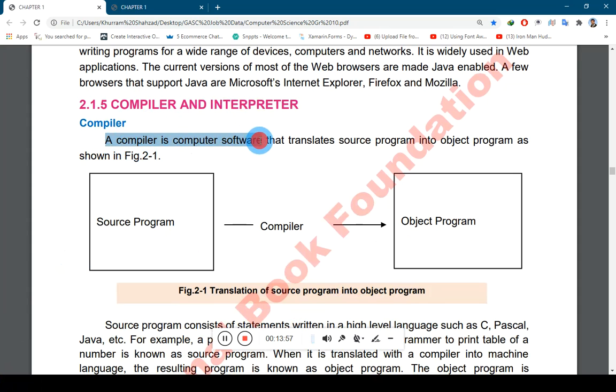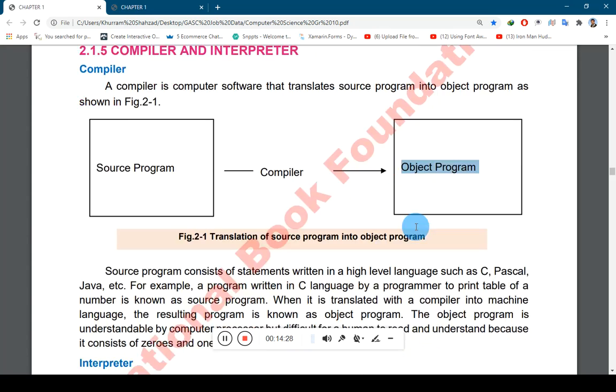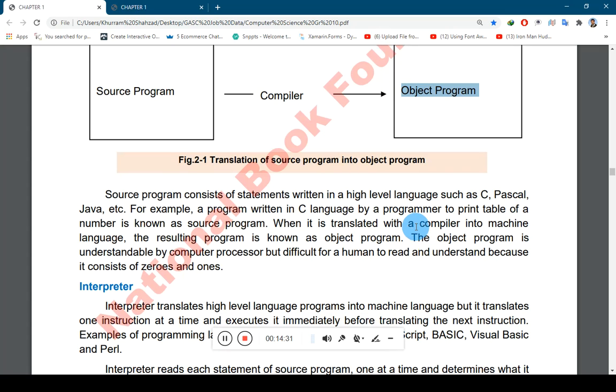A compiler is a computer software that translates a source program. Source program means the program written in the computer system in English-like language, into an object program. Object program means the program which is runnable, which is executable on a computer system. For example, it will take our English-like code which we have written, and then the compiler converts this code into computer readable form, which is binary form. So a compiler is a software which translates high level language code into low level language code.